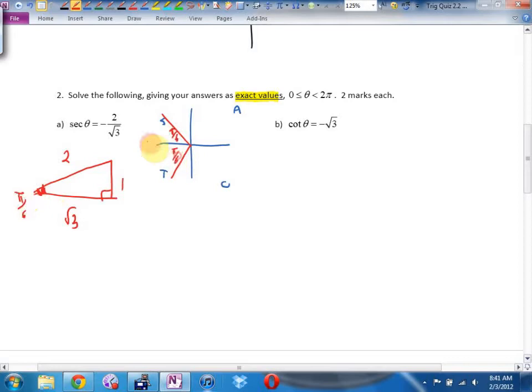This angle's pi by 6. And right there is 6 pi by 6. So my first theta 1 is 5 pi by 6. And my second theta 2 is 7 pi by 6, yeah?